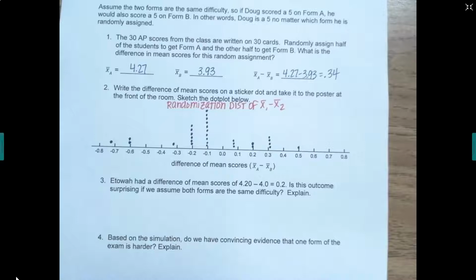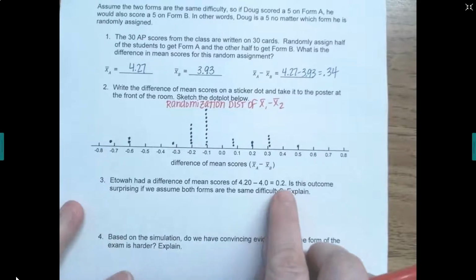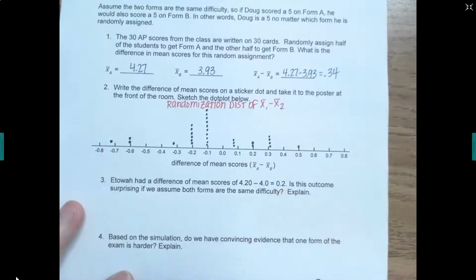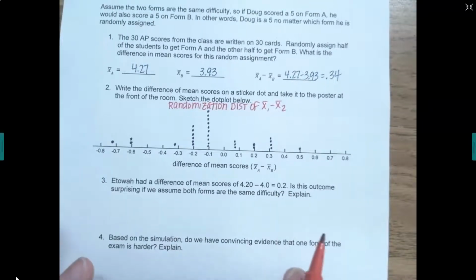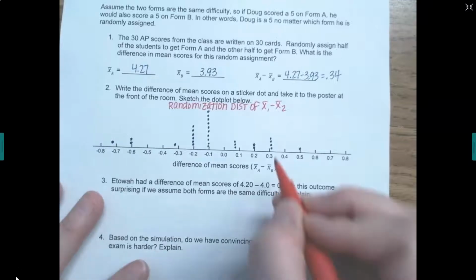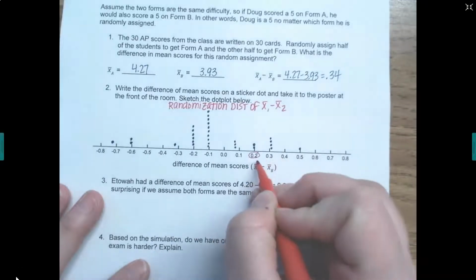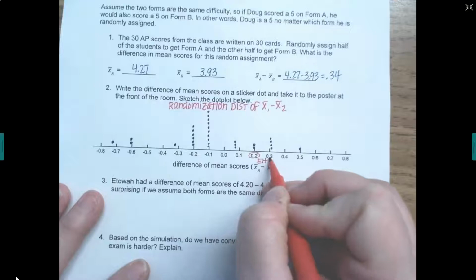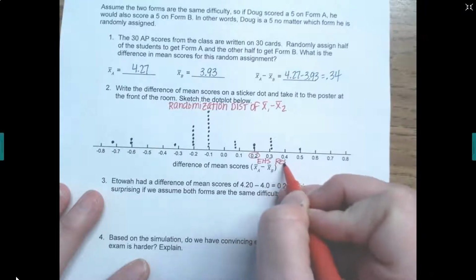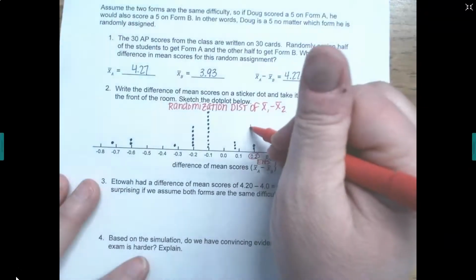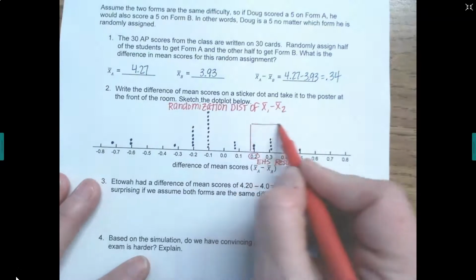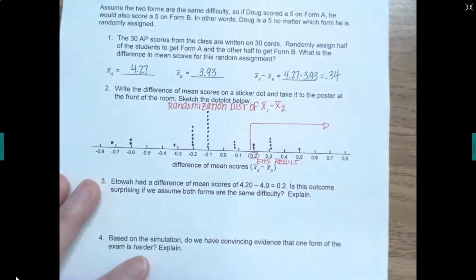Etowah last year had a difference of mean scores of 0.2. Is this outcome surprising if we assume both forms are the same difficulty? Let's look at our graph up here. 0.2, this is what Etowah had. When we make our statements in our conclusion, we're always saying from some point or more extreme. So from 0.2 to more extreme.